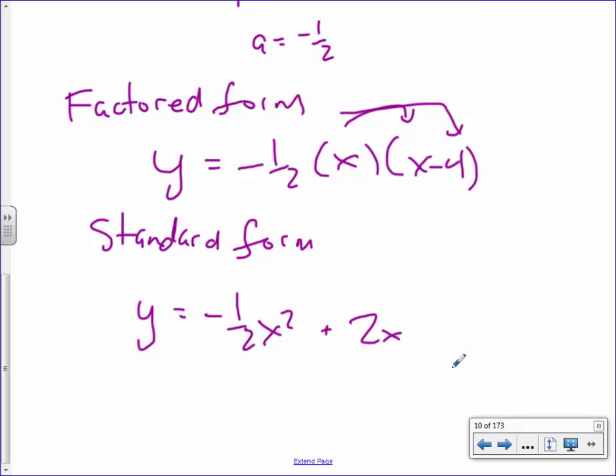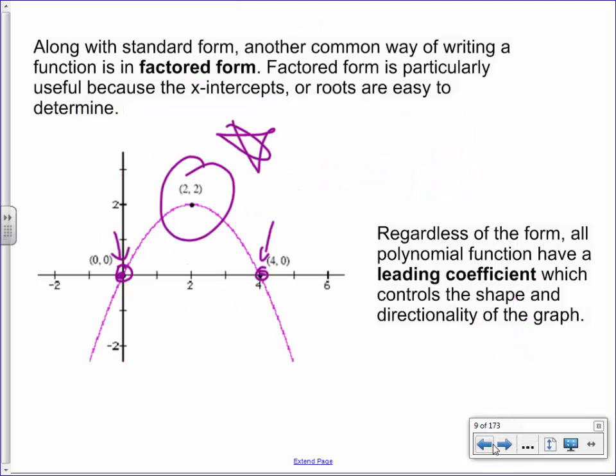What's our y-intercept based on this standard form? Sometimes we write it as an x squared and then an x, and then we write a number afterwards. We could write the plus 0 if we really wanted to. So that means our y-intercept, if you guys recall from last year, this value right here implies our y-intercept is 0, because there isn't a number there, right? And if I go back to my graph, the y-intercept is indeed 0.